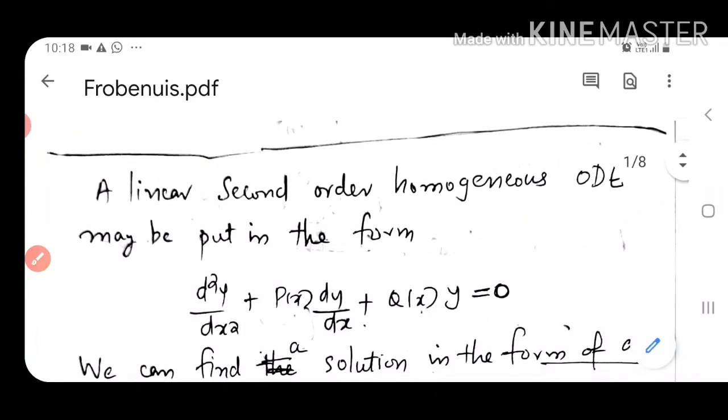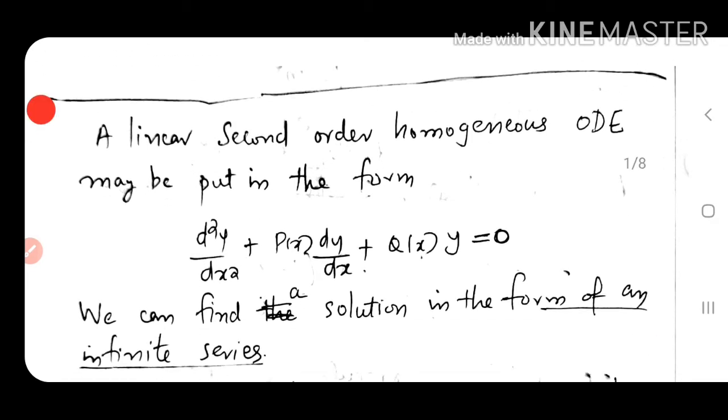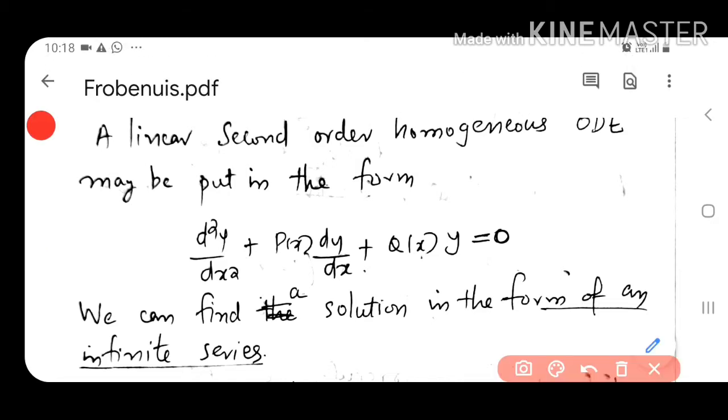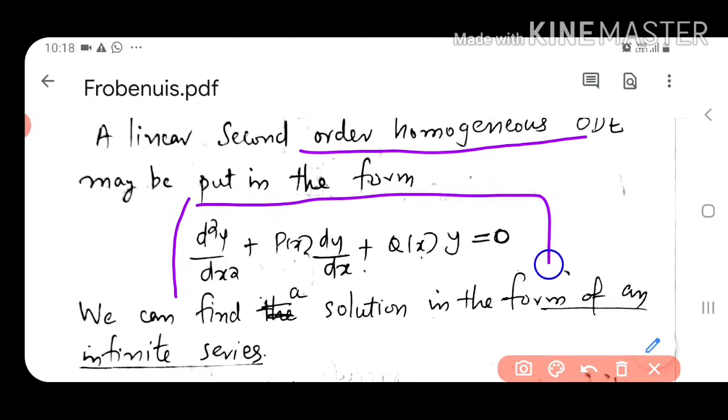Today we are going to see one solution of a linear second order homogeneous ordinary differential equation. We know a linear second order homogeneous ODE can be written in this form: d square y by dx square plus p of x dy by dx plus q of x y equal to 0.